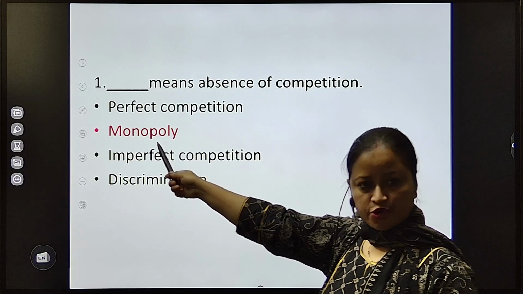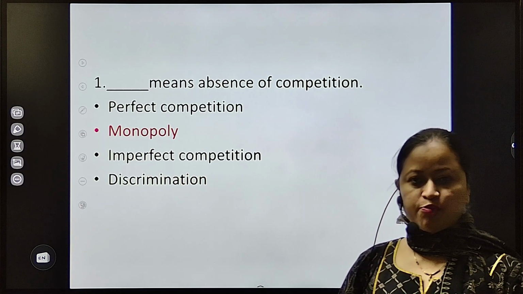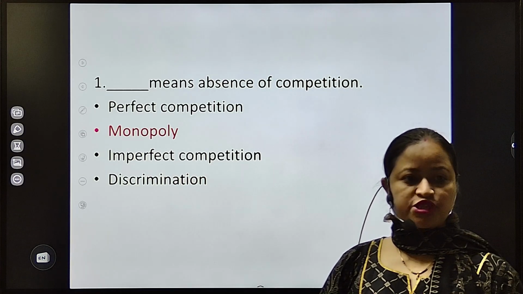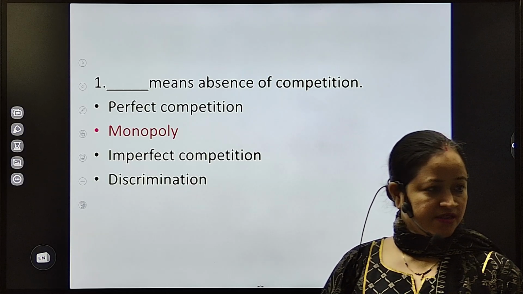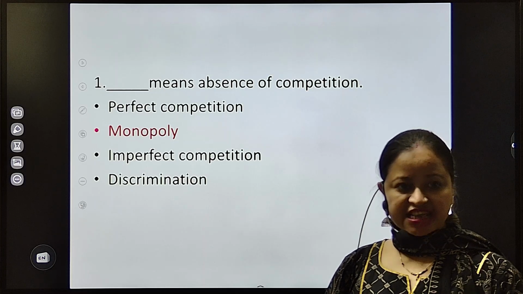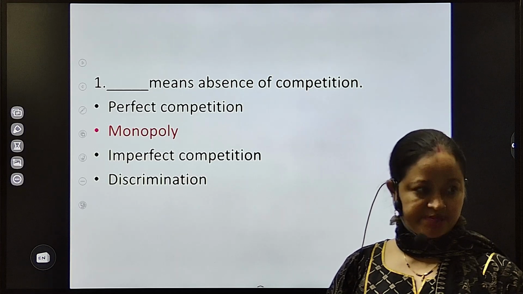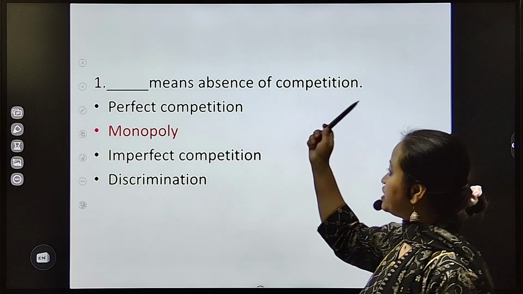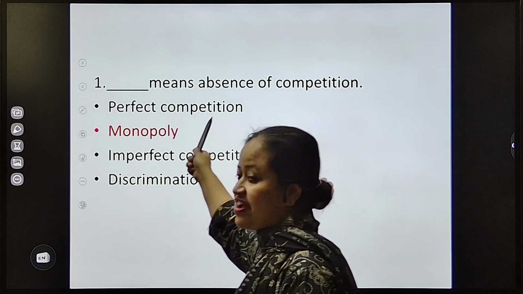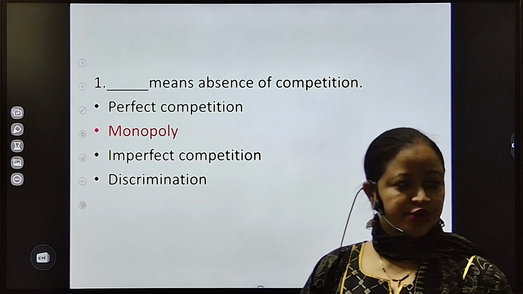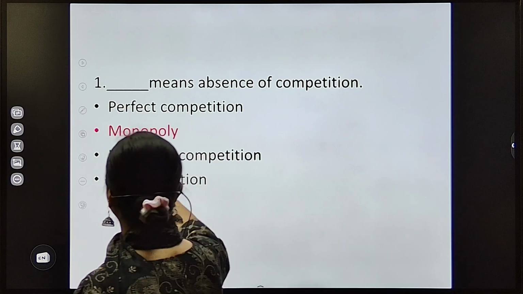What is monopoly? Monopoly is a market situation where there is only one seller. Mono means one. There is only one seller, no other competitors. That seller has the complete freedom to decide the price of the product. Perfect competition is where there are large numbers of buyers and sellers. So here, the right option is monopoly.